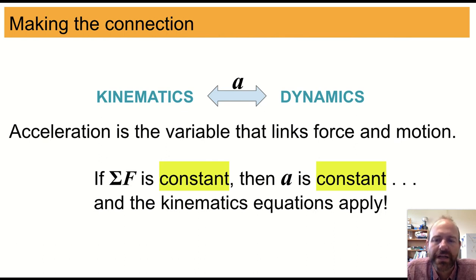What is the connection here? The connection between kinematics and dynamics is acceleration. If you can find acceleration either from a kinematics relationship or a dynamics relationship, you can then go to the other side. The important thing is to know that if the net force is constant, then the acceleration is constant, or vice versa. And then you can use your kinematics relationships.